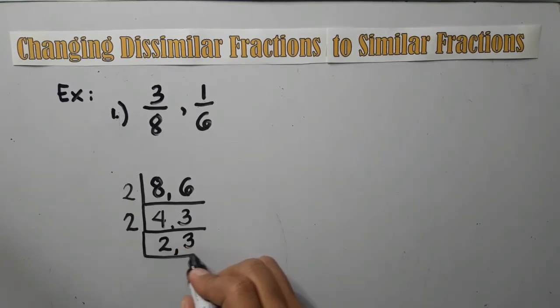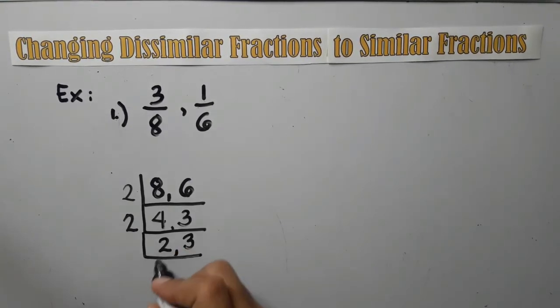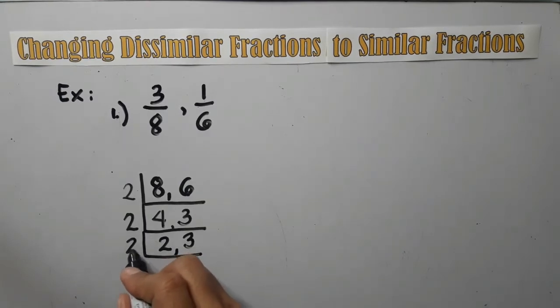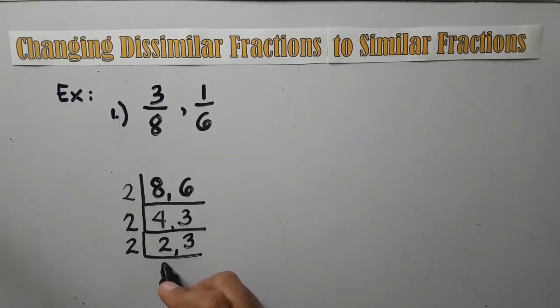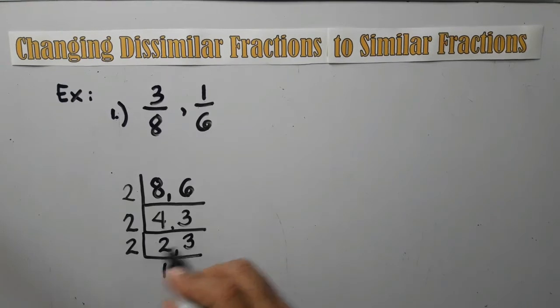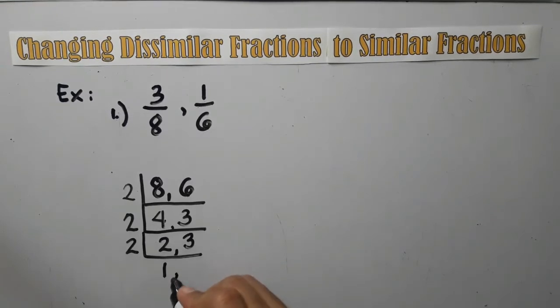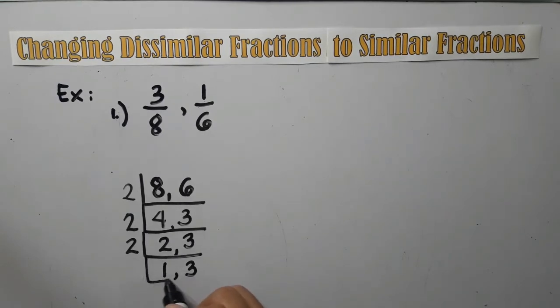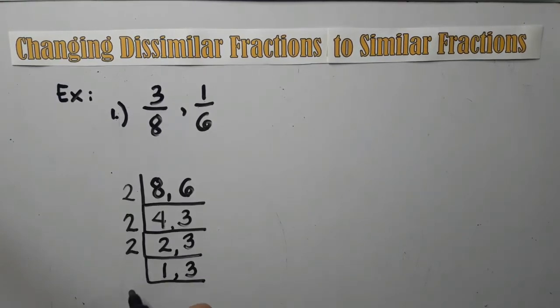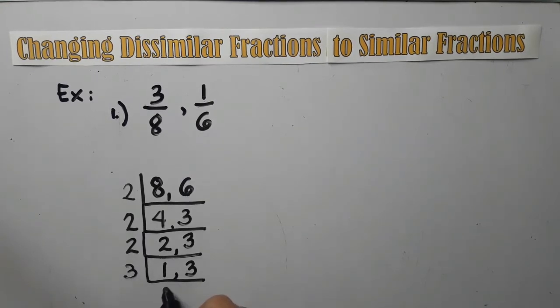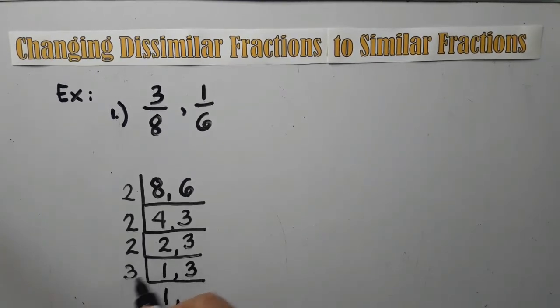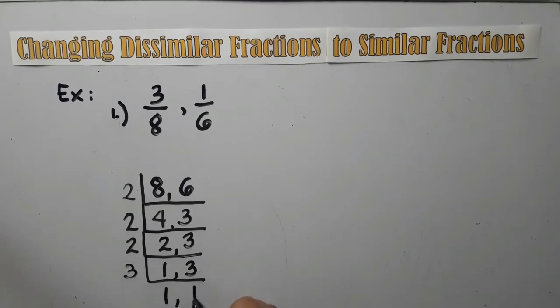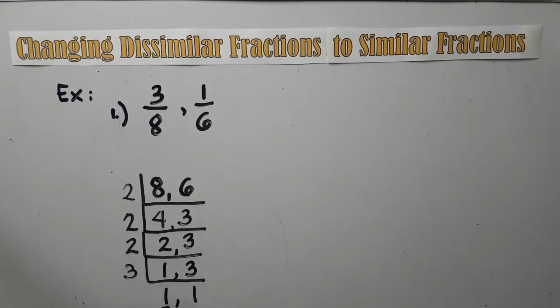Then, what prime number can we divide? We can use 2. So 2 divided by 2 is 1. And 3 divided by 2 is not exact, so bring it down. And then another prime number that we can divide here is 3. So just bring down the 1, and then 3 divided by 3 is 1. So we stop here because they are all 1 at the bottom.